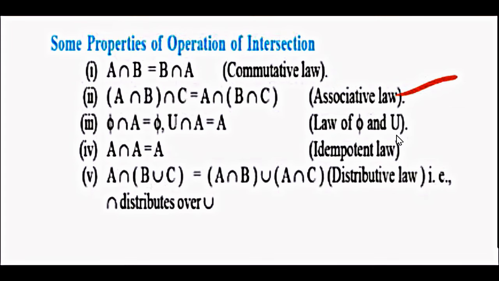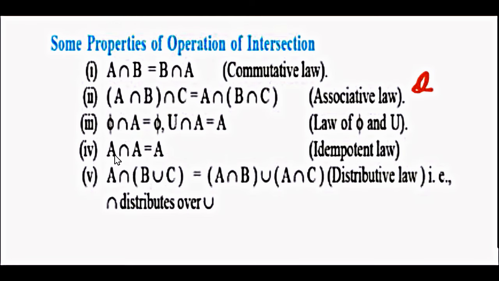The empty and universal law is that if you intersect empty with A, because empty is nothing, it will be empty. And if you intersect the universal set with A, then you will get A. Why? Because if this is the universal set and this is your A, the intersection part is this only. So you will get A only.